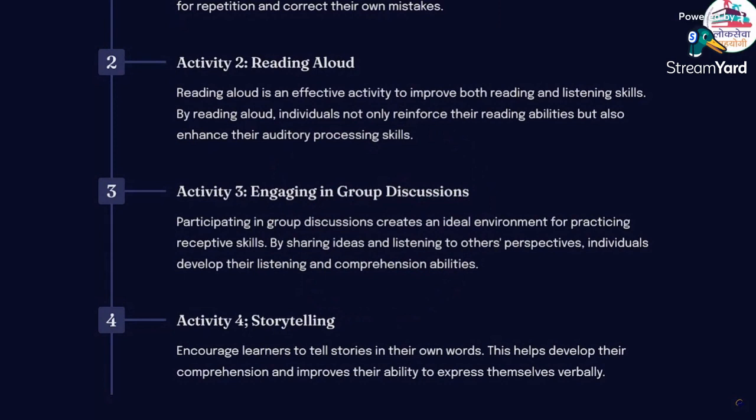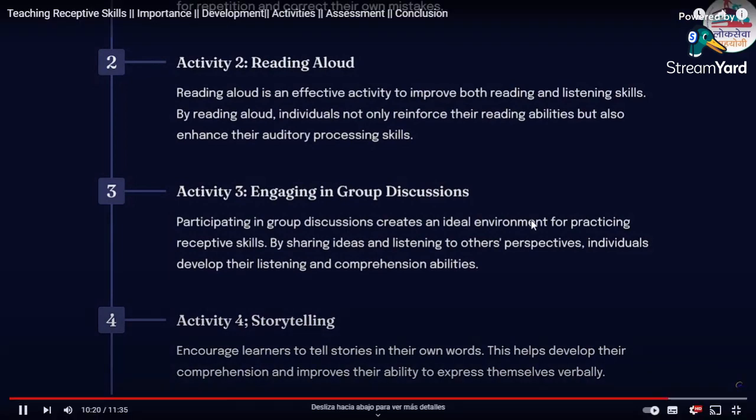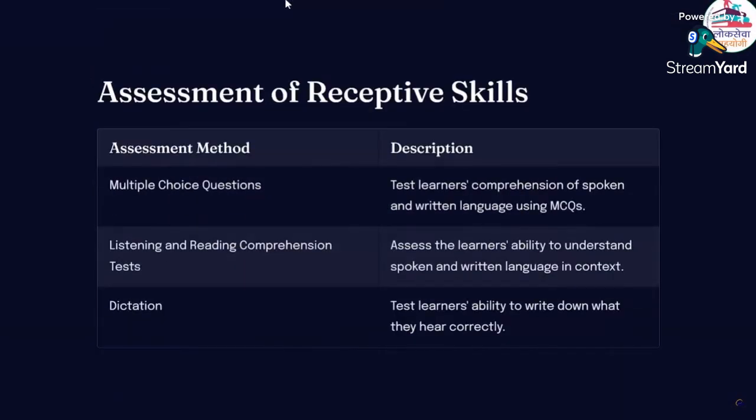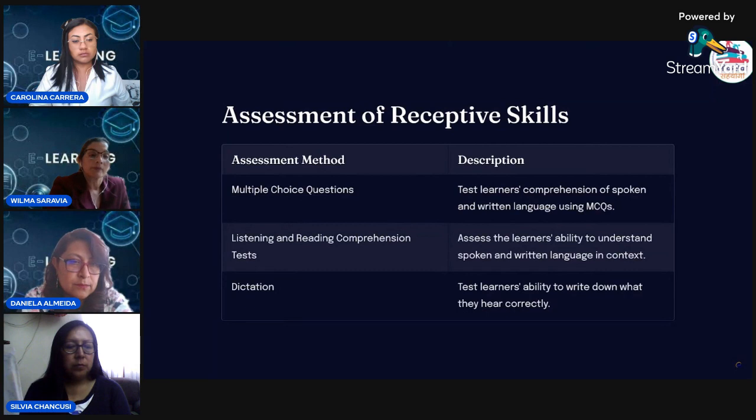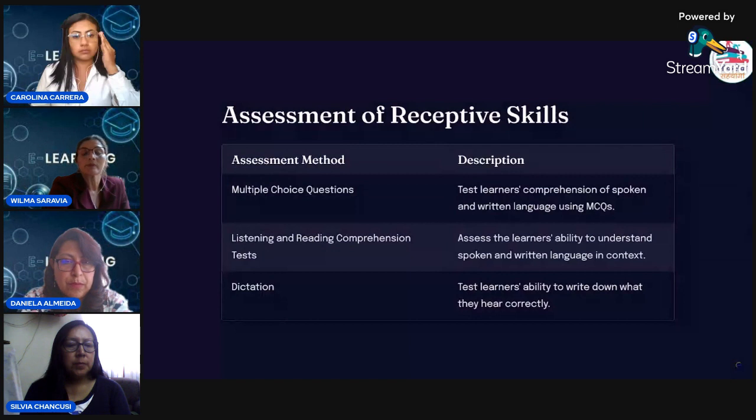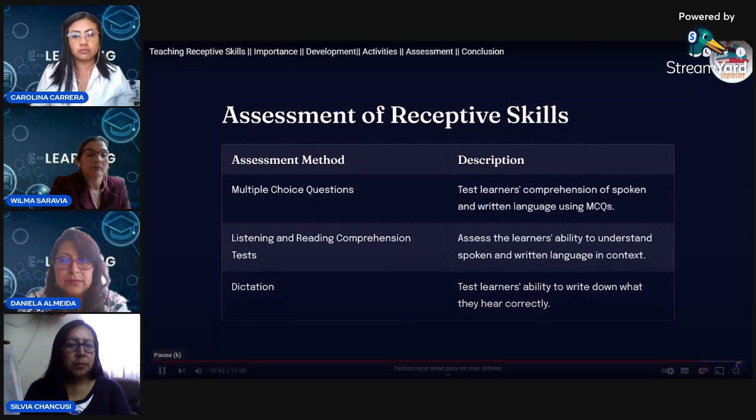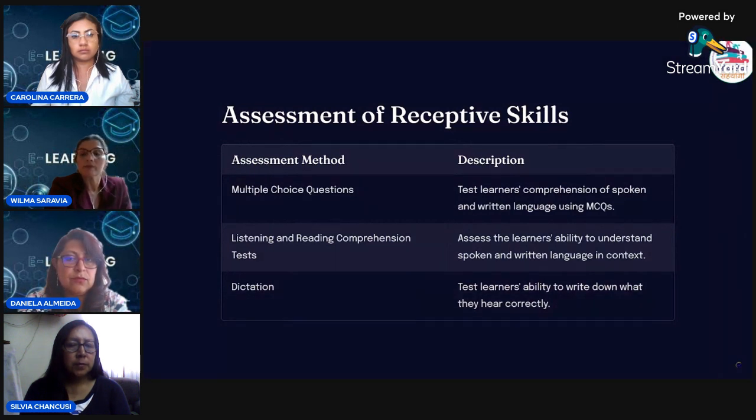And activity 4, storytelling. Encourage learners to tell stories in their own words. This helps develop their comprehension and improves their ability to express themselves verbally. Now we jump to assessment of receptive skills. Test learners' comprehension of spoken and written language using MCQs. Similarly, assess the learner's ability to understand spoken and written language in context. And lastly, test learners' ability to write down what they hear correctly.